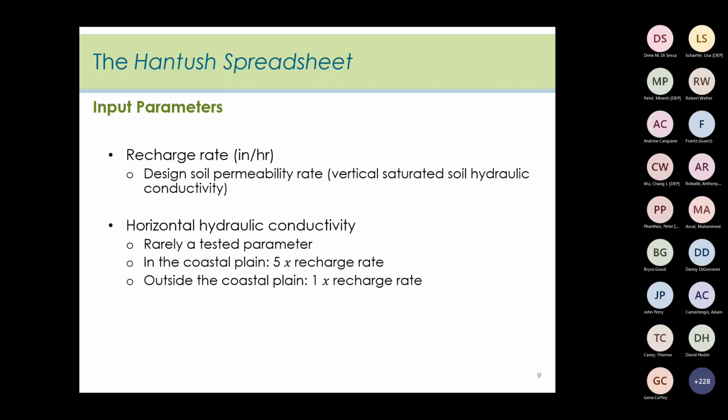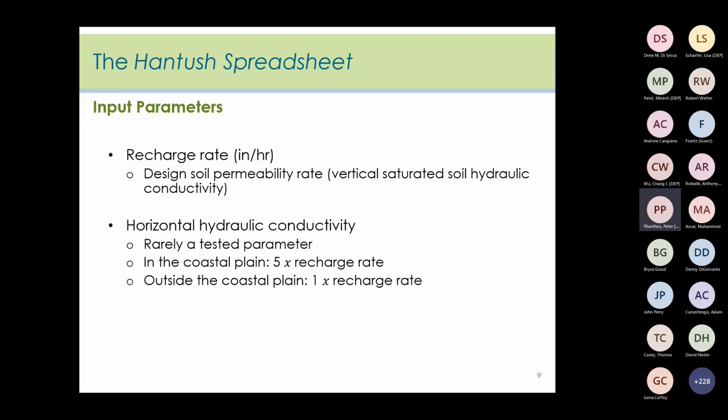The second input is the horizontal hydraulic conductivity, which is rarely tested on the scale of a single site just for the purpose of conducting a groundwater mounding analysis. Therefore, you will need to use presumptive values based on the site's location. If the site is located in the coastal plain, then the horizontal saturated soil hydraulic conductivity is presumed to be 5 times the recharge rate, meaning the vertical saturated soil hydraulic conductivity. If the site is located outside the coastal plain, the horizontal saturated soil hydraulic conductivity is presumed to be the same as the recharge rate, again, the same as the vertical saturated soil hydraulic conductivity.